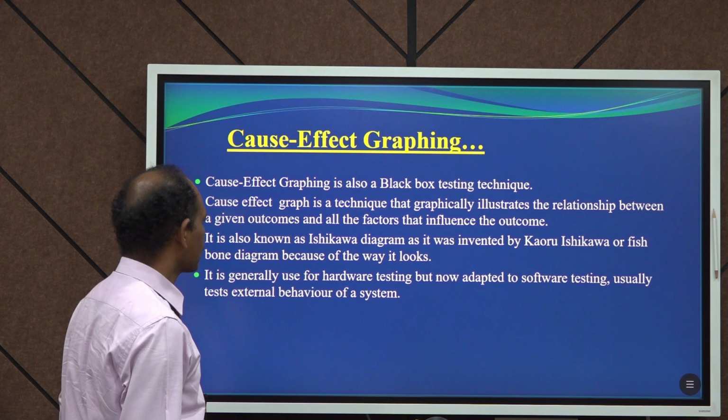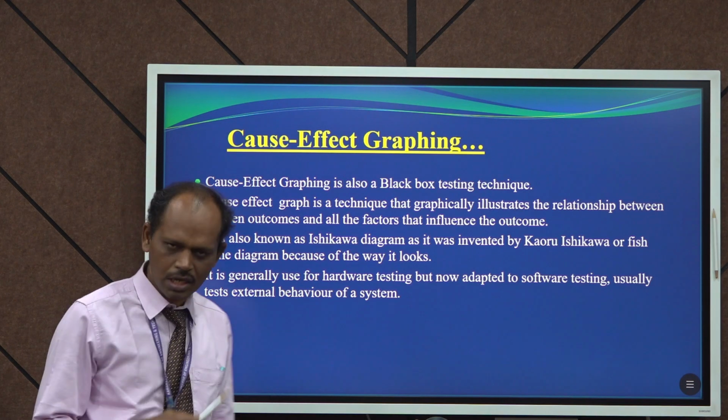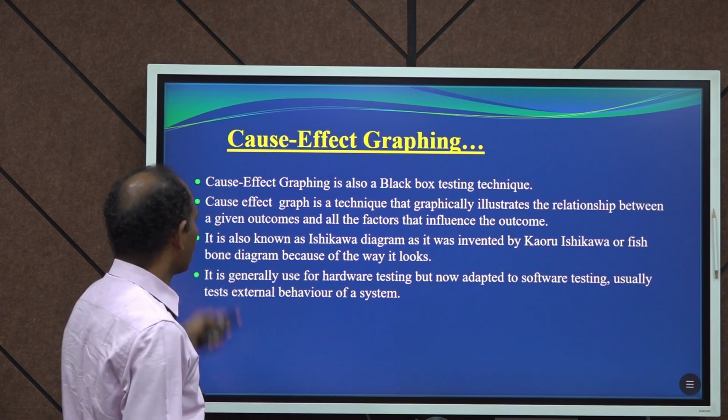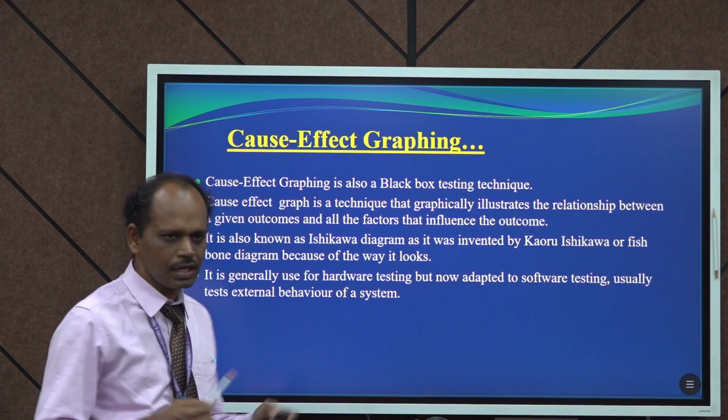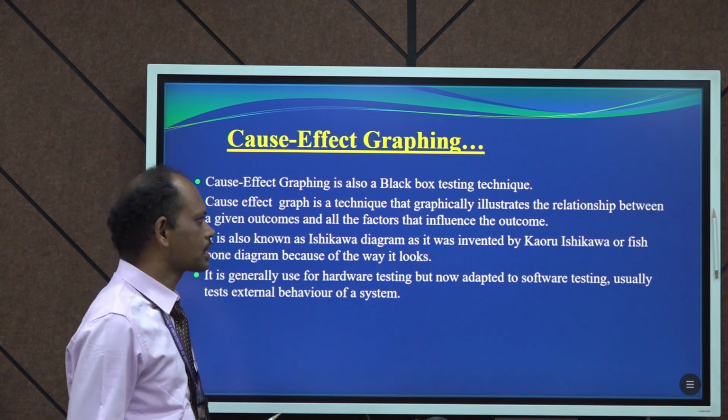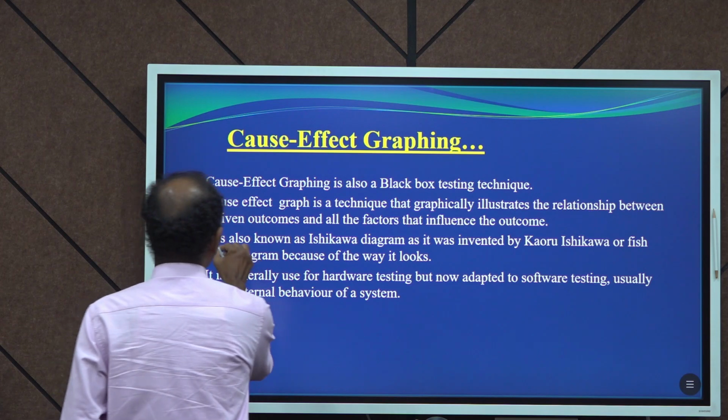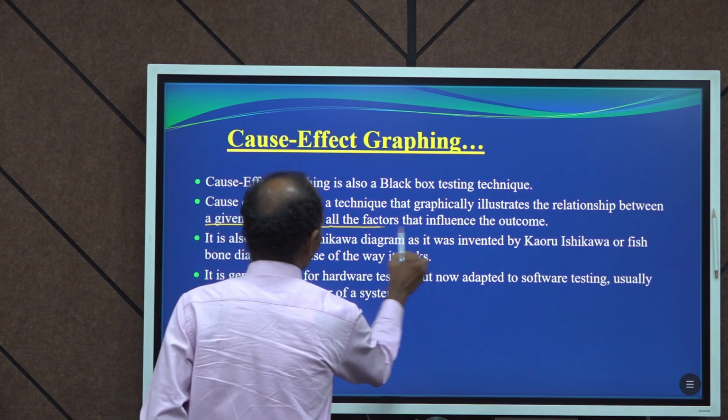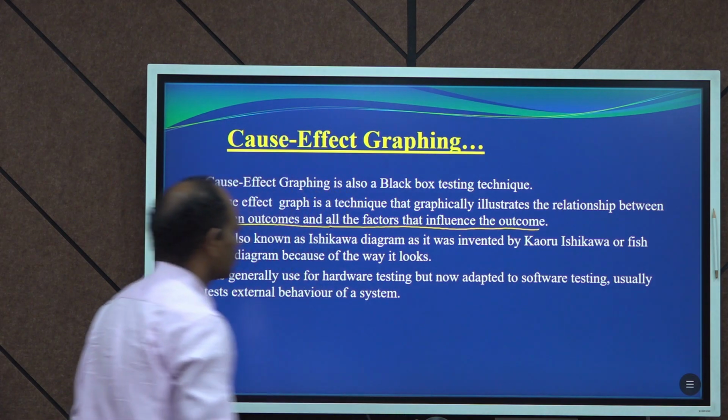Next one, cause and effect graphing. Cause and effect graphing is also a black box technique. The cause and effect technique graphically illustrates the relationship between given outcomes and all the factors that influence the outcome. That is an important one.